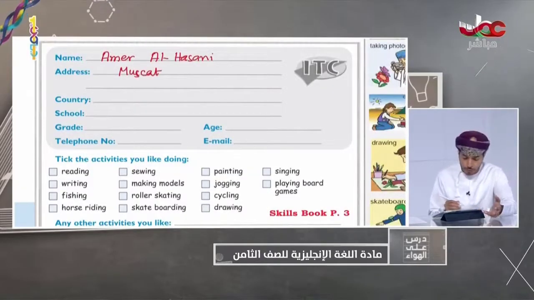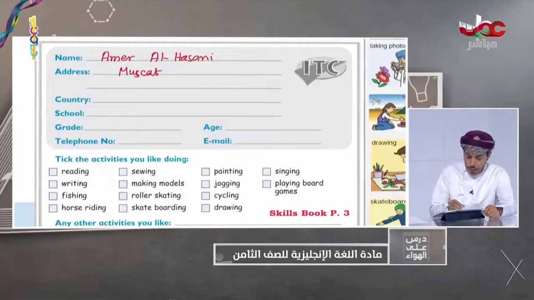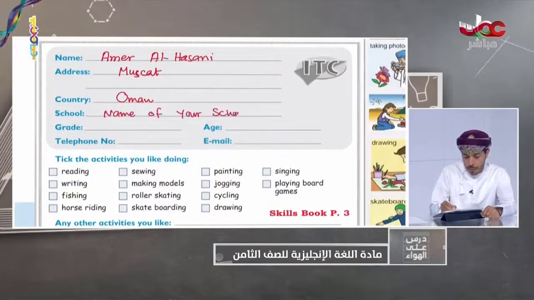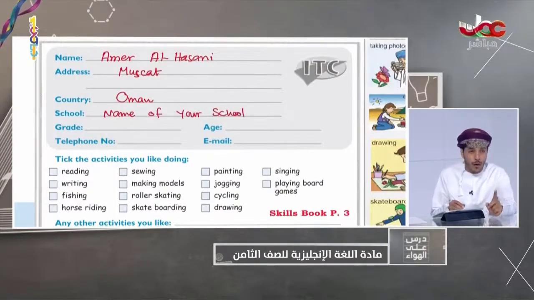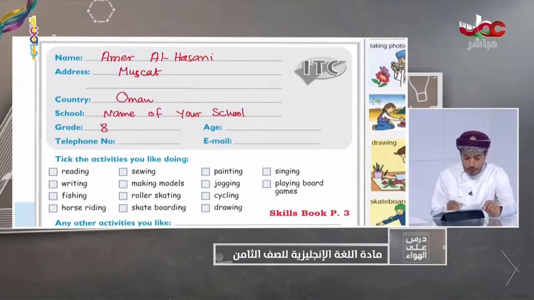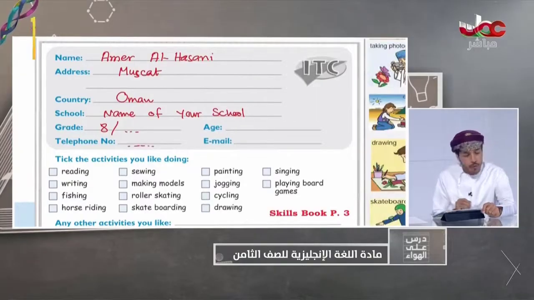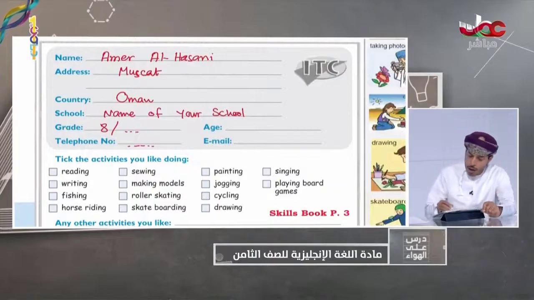Where are you from? Okay, and the country, and also the name of your school, and also your grade. For example, you are in grade 8, so you will write here 8, and you can write the section if you would like to.